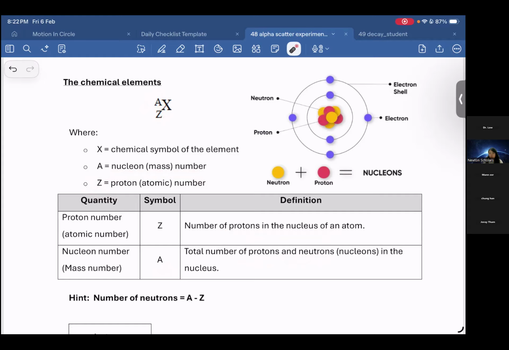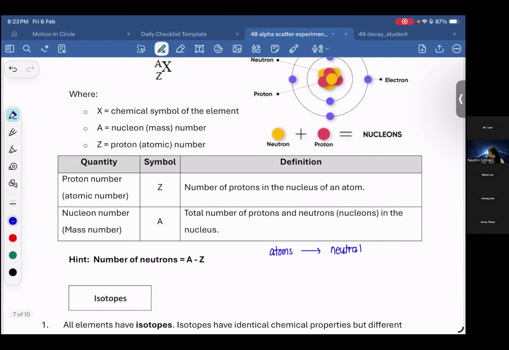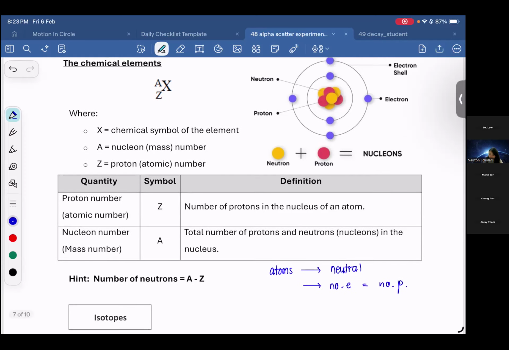Once you see the keyword atom in the question, we understand this one is neutral. If it is not neutral, we will say this is an ion instead of atom. So when you see the keyword atom, it must be neutral. Then the number of electrons must be equal to the number of protons. Here, neutron plus proton are actually called nucleons.